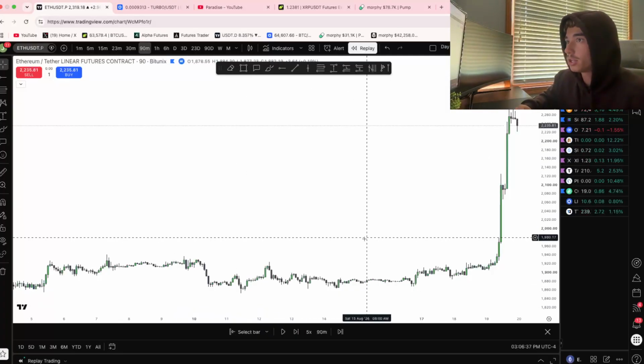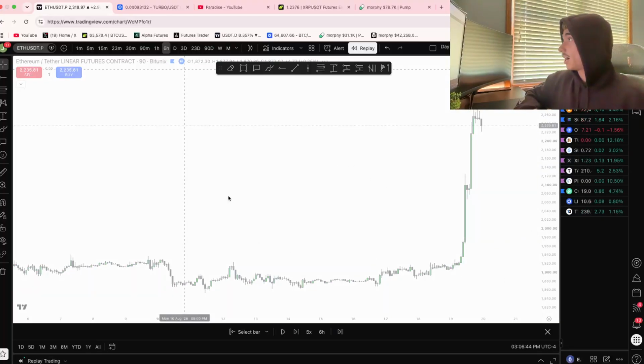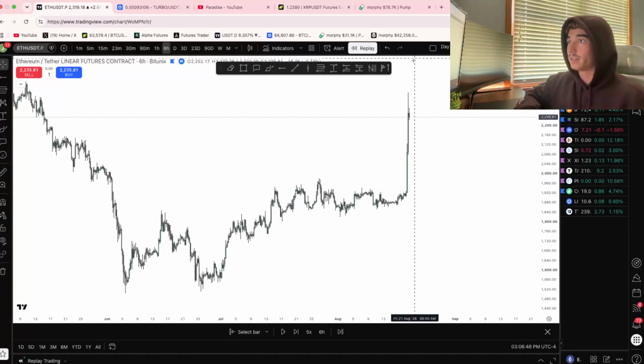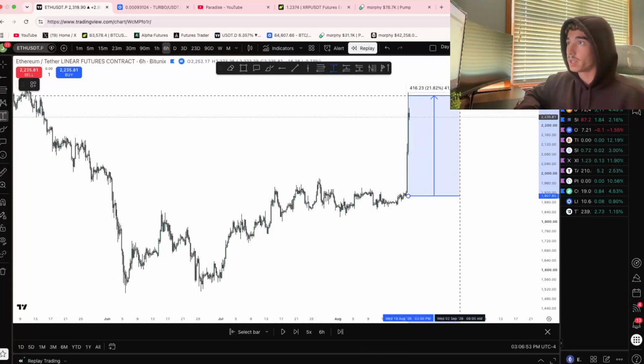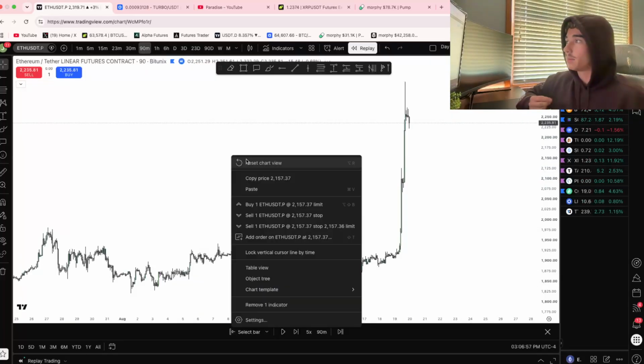So first thing I'm going to do is go to Ethereum on the higher time frame. I'll look at it on a 6-hour view here just so we can build some higher time frame context. And what we had seen was this mega leg up. Ethereum had pumped just about 20%, 22%.